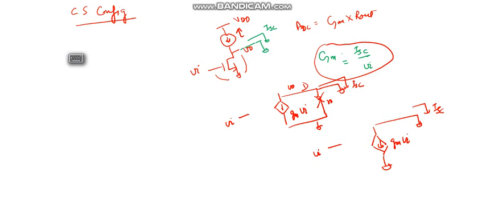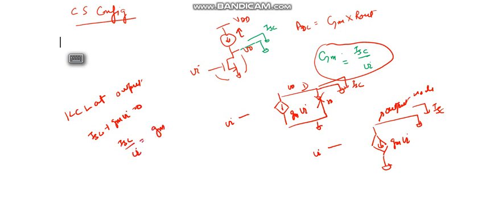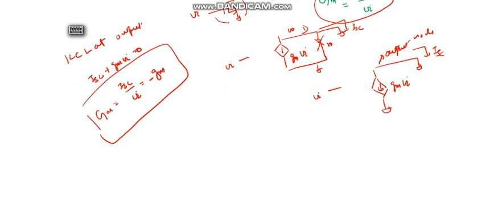If we write KCL at the output node, Isc plus Gm Vi equals 0, so Isc upon Vi equals minus Gm. So this is Gm for the CS configuration. We have already found this, so I have just repeated it here.